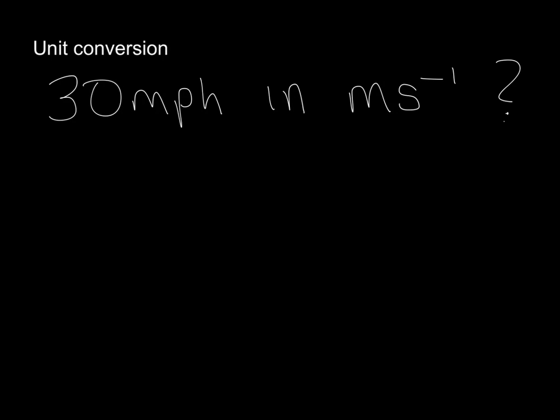So we have two issues here. We've got a distance measurement in miles and a time measurement in hours, and we want to change from miles to meters and from hours to seconds. So we need to look up the conversion factors in a table. I've put a table on Blackboard for you to have a look at.